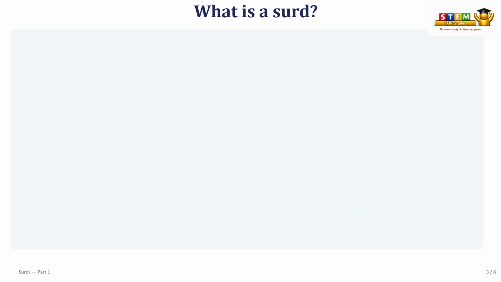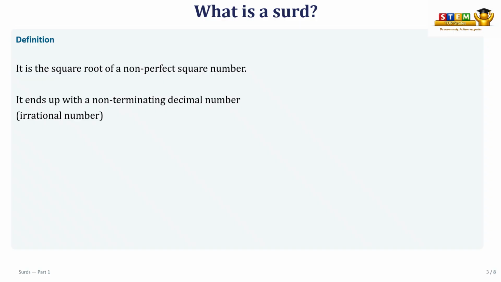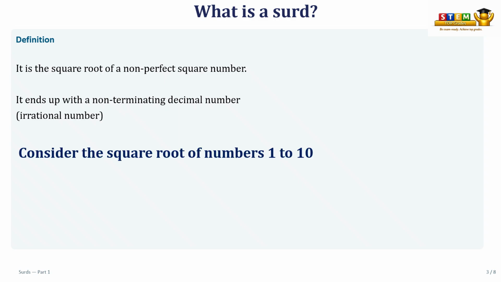What is a surd? It is the square root of a non-perfect square number. It ends up with a non-terminating decimal number. This is what we call an irrational number. Now let's consider the square root of numbers 1 to 10.